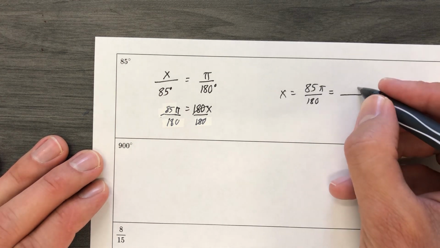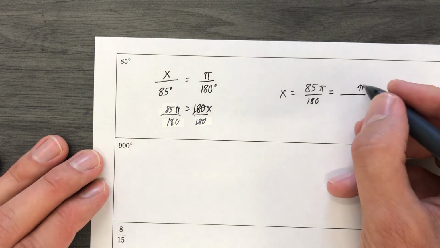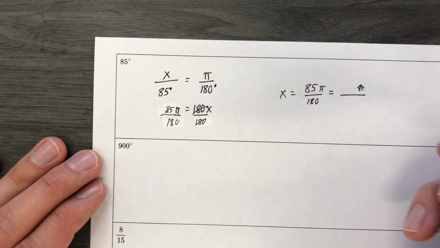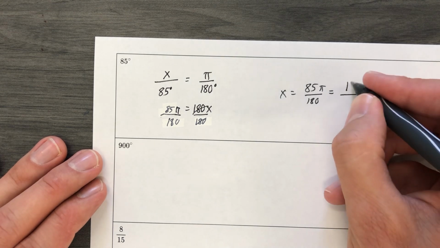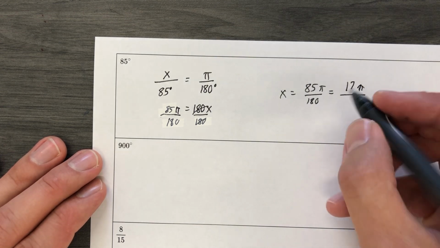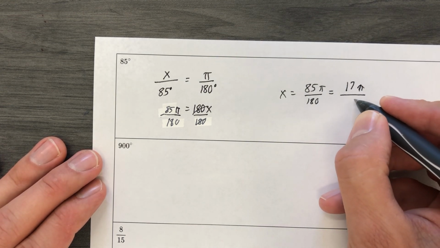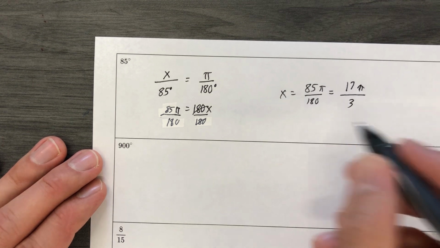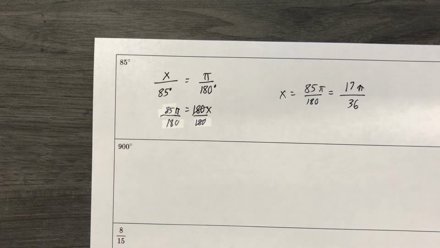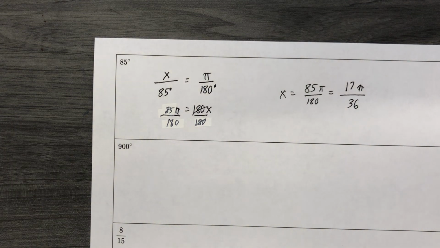Numerator and denominator both divisible by 5. Well, pi is not, but whatever. We're going to divide 5 into that. 5 goes into 180, 36 times. Yeah, that works. And therefore, we have reduced it to be 17 pi over 36.